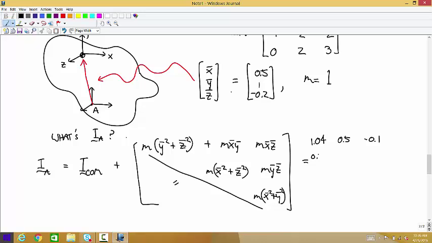Then symmetry. For the y diagonal, we get 0.29. For yz, we get negative 0.2. And then we know some things from symmetry. And then the z diagonal, we get 1.25.